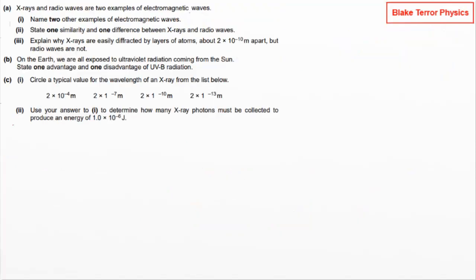Now, X-rays and radio waves are 2 examples of electromagnetic waves. Name 2 other examples of electromagnetic waves. So let's go with gamma and ultraviolet. Name 1 similarity and 1 difference between X-rays and radio waves. So we can say they both have the same speed in a vacuum, but radio waves have longer wavelengths.